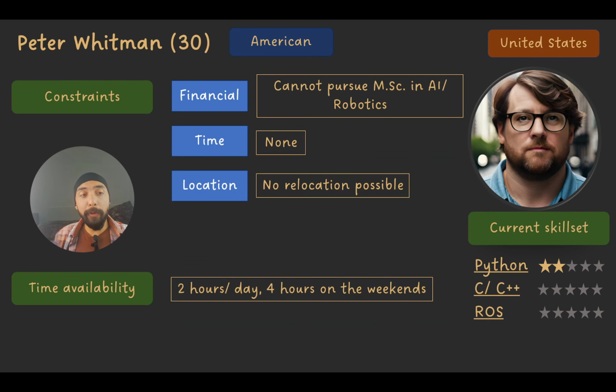He cannot pursue a further master's in AI or robotics because he's already pursuing a master's and he cannot afford to pursue a further master's after that. He has no time constraints and he cannot relocate to another location due to his personal constraints, and so is keen on remote positions but also positions within his city. He can dedicate 2 hours every single day and 4 hours on the weekends.